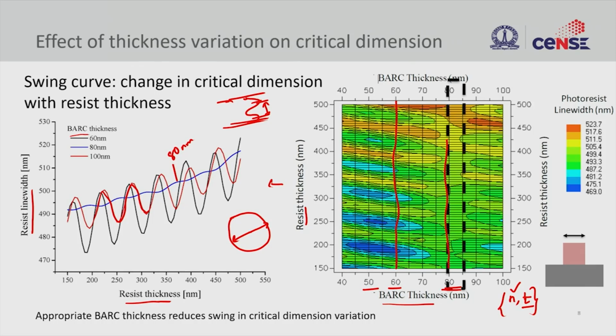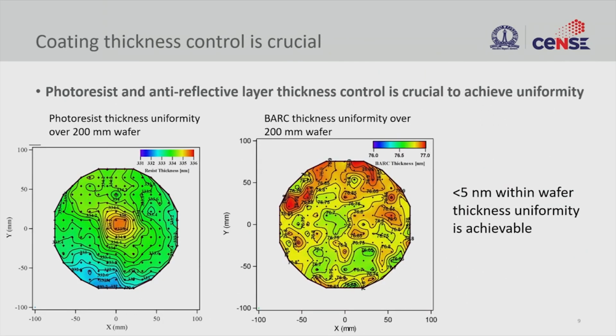So, you will choose a particular thickness of BARC for the particular thickness of resist, so that your CD variation is minimal. So what are these variations? What kind of thickness variation in resist and what kind of thickness variation in BARC can one expect? So this is just a sample data.